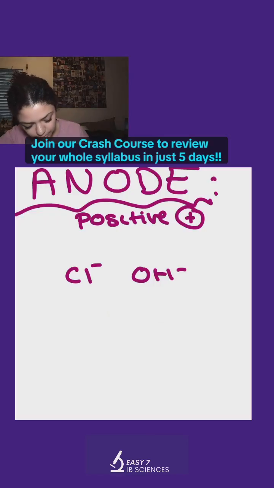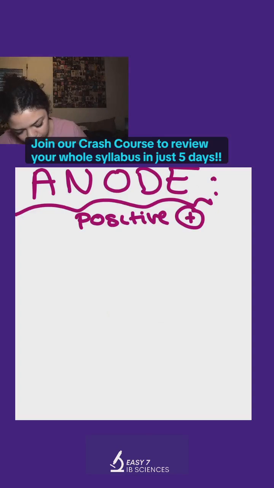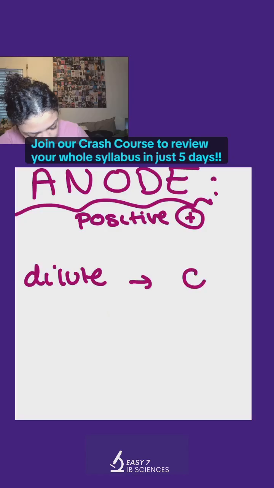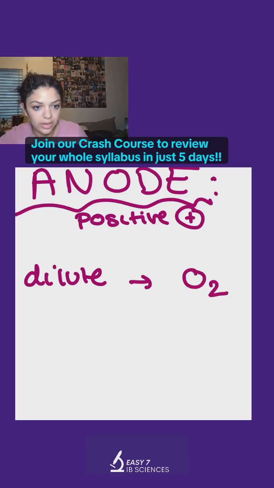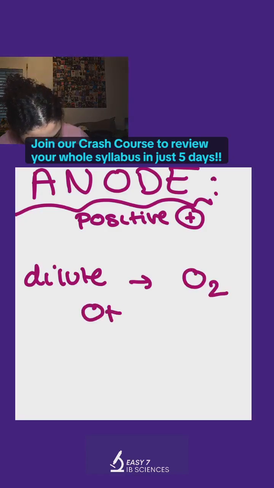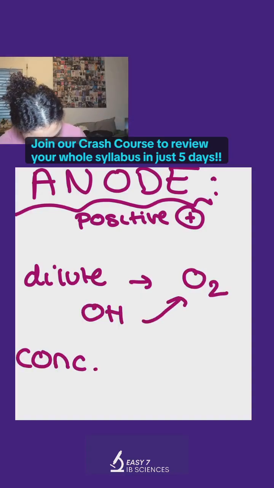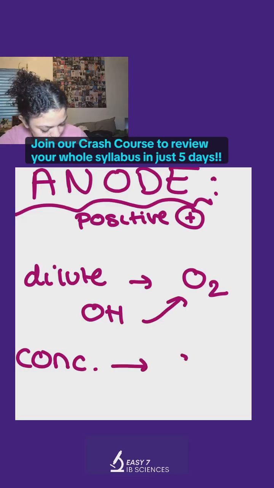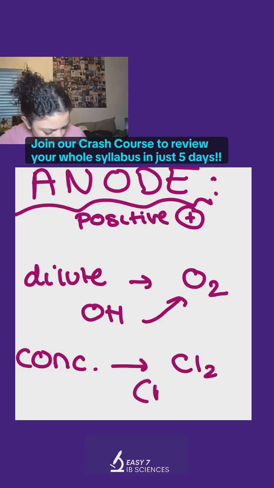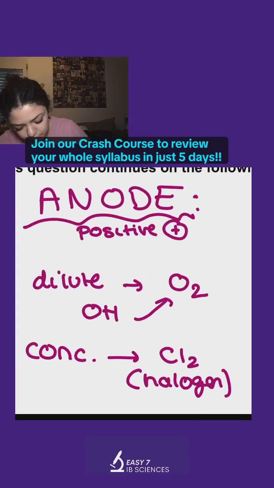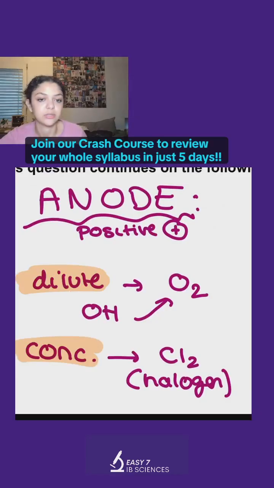Now, if the solution says dilute, you always say O2 is released. You always focus on the OH minus ion becoming O2. If it says concentrated, then it's always the halogen. So in this case, it's always Cl2. I'm going to write halogen in brackets, and it's usually always a halogen. So your anode is positive. If it's dilute, it releases O2. If it's concentrated, it releases Cl2.